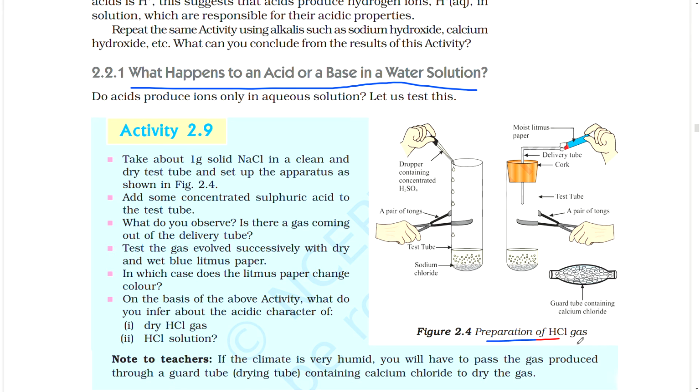Preparation of HCl gas: dropper containing concentrated H2SO4, a pair of tongs, test tube, sodium chloride, moist litmus paper, delivery tube, cork, test tube, a pair of tongs, guard tube containing calcium chloride.